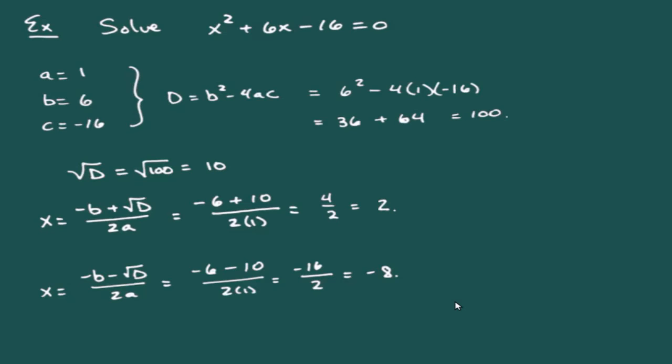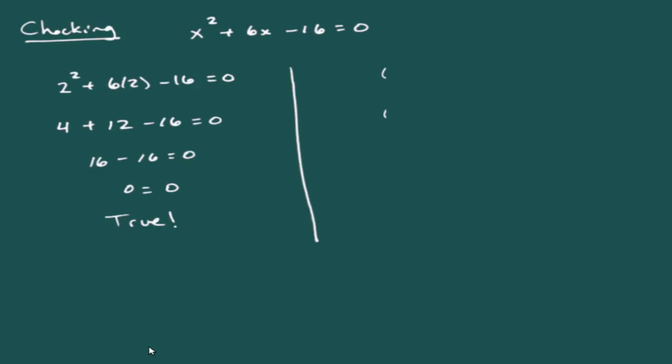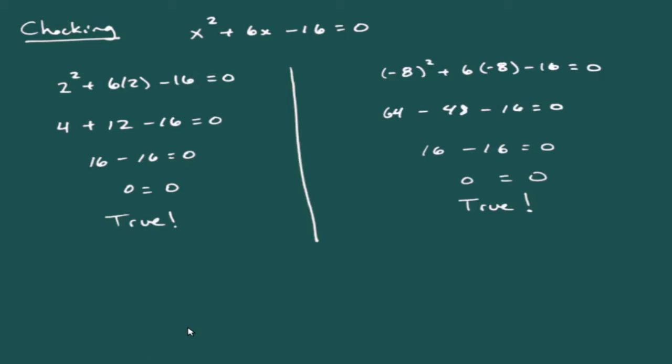So once again, we can take those two values, 2 and negative 8, plug them in, and let's make sure that we do have solutions. So if we want to check into our x squared plus 6x minus 16 is equal to 0, we substitute in 2, so that's going to give us 2 squared plus 6 times 2 minus 16, so that's 4 plus 12 minus 16. 4 and 12 is 16, 16 minus 16 is 0. Sure enough, a true statement.